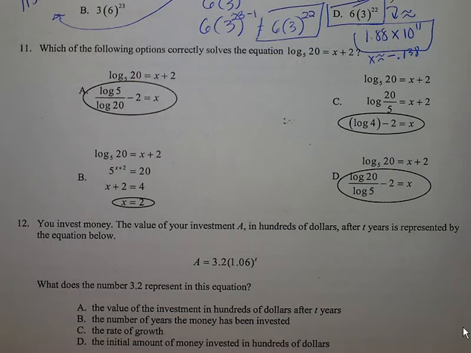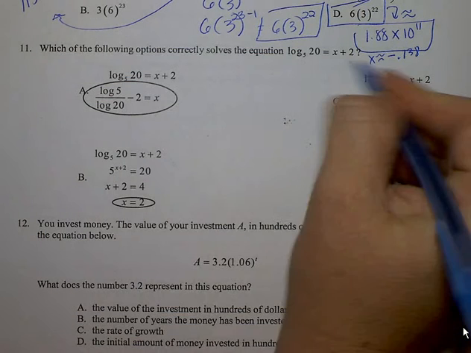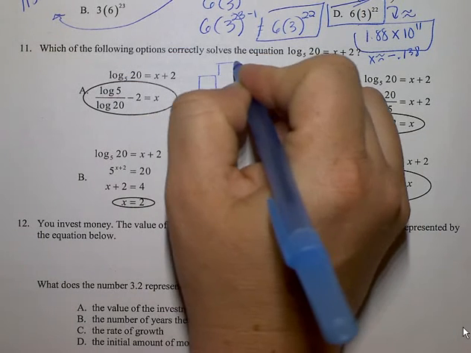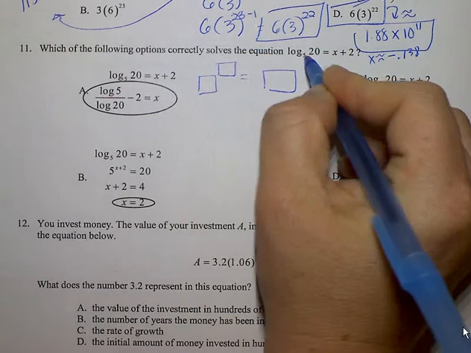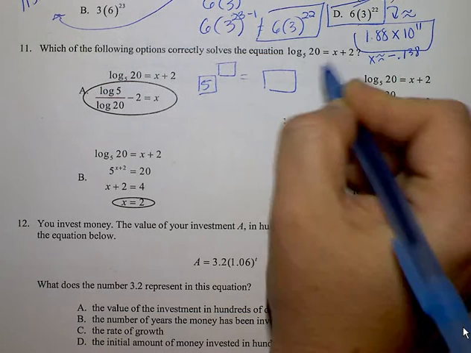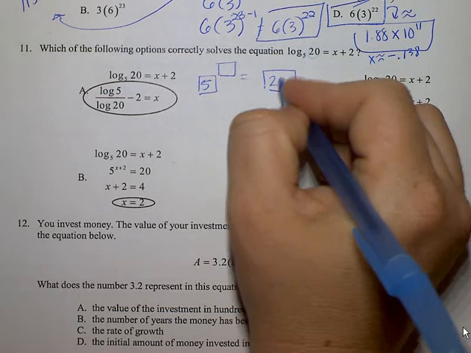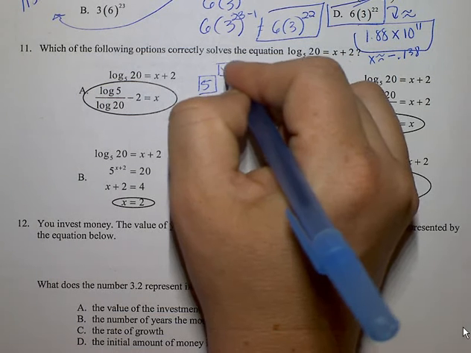In order to solve number 11, we're going to rewrite this in exponential form. So base 5. 5 will always be the base. This will always be our answer. And our exponent will always be found on the opposite side.